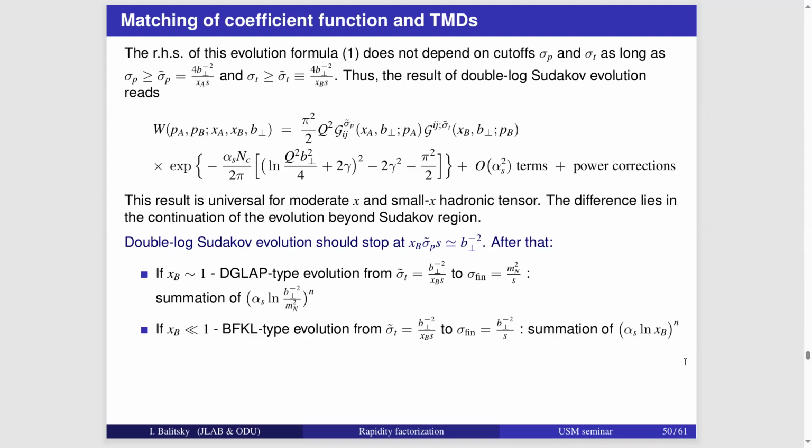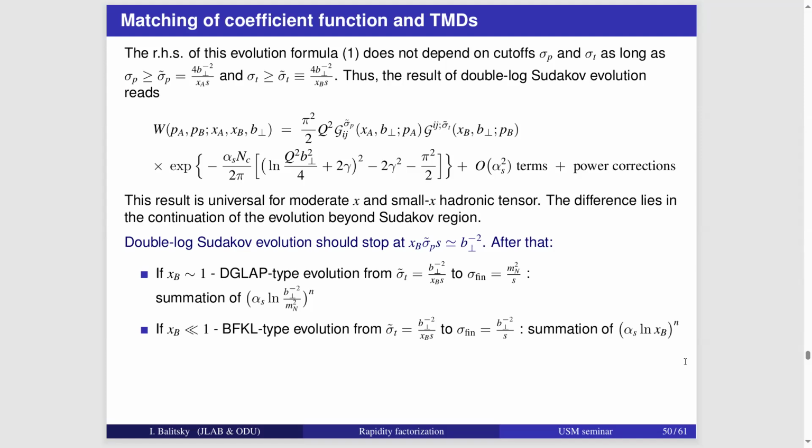There are two possibilities. If Bjorken x is of order 1, after that you need to evolve the Glauber type from my cutoff to the final cutoff, which is m nuclear squared divided by s. Then there is room for the following resummation of single logs. Here there is a double log, but the Glauber type is a single log.